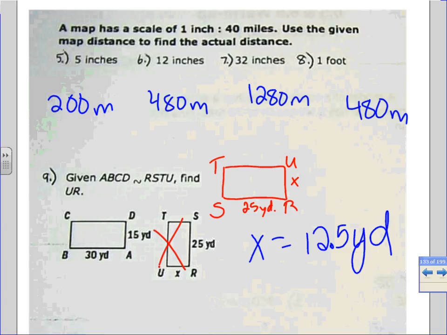That's where you messed up. It should be X over 25 equals 15 over 30. Remember, they have to be corresponding. Are you okay with that, Justin? Okay, go ahead and make sure you get 12.5. If not, I'll come back to it. Doug?